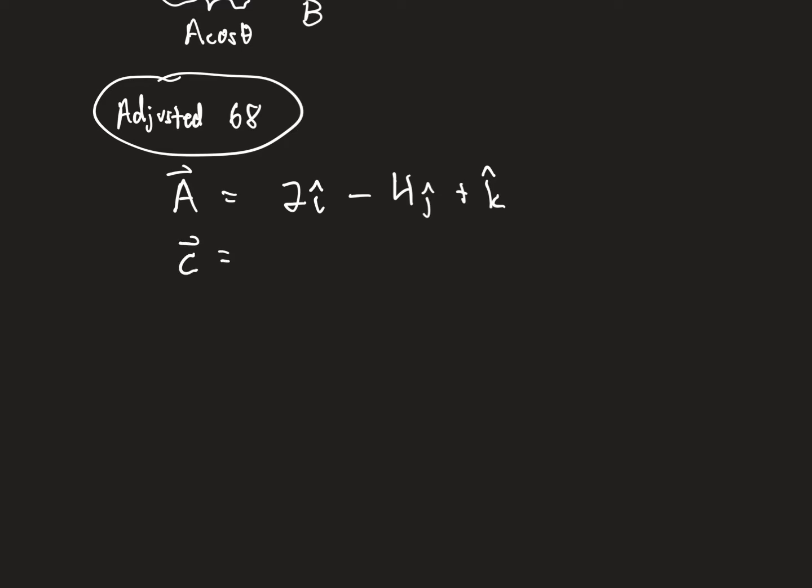And then they give us a vector C. That vector C, they say, is equal to 3 in the I hat plus 4 in the J hat plus 10 in the K hat. I want to find the dot product. So the dot product, A dot C.